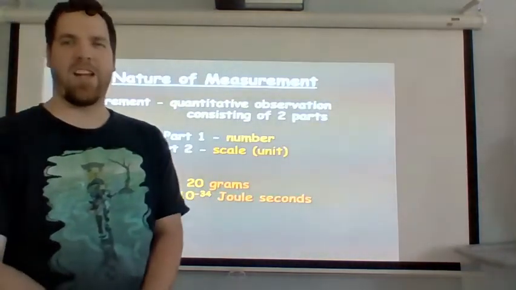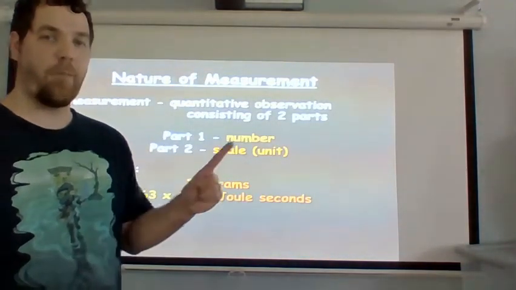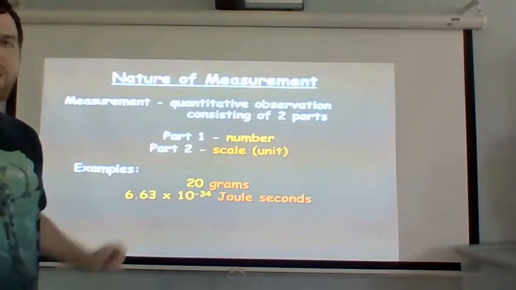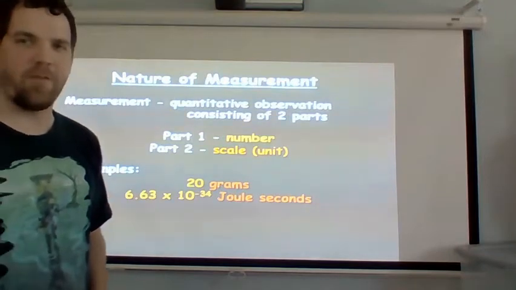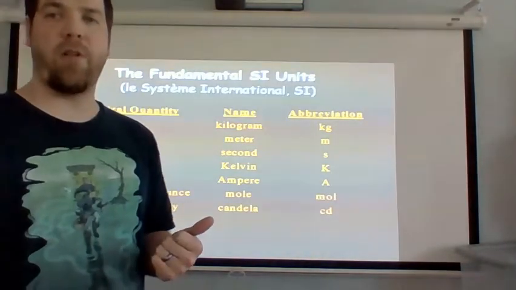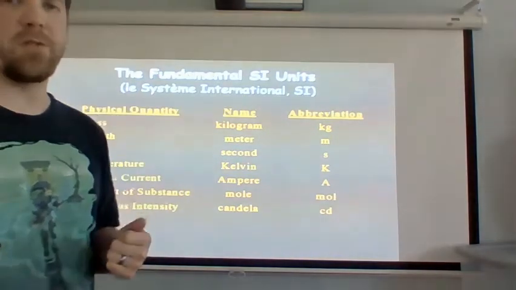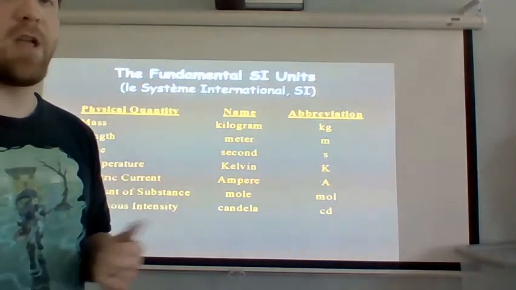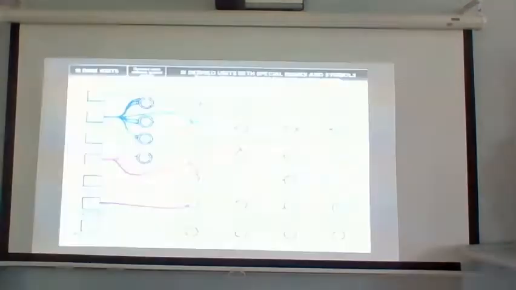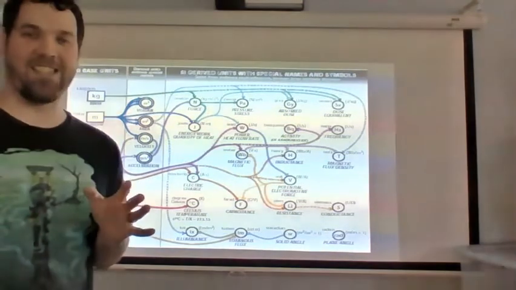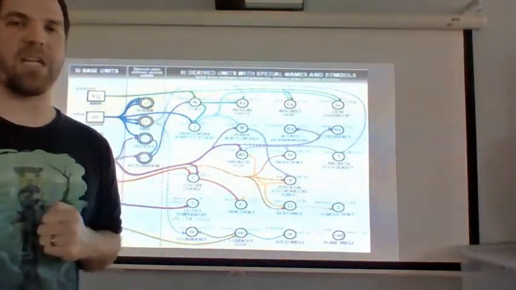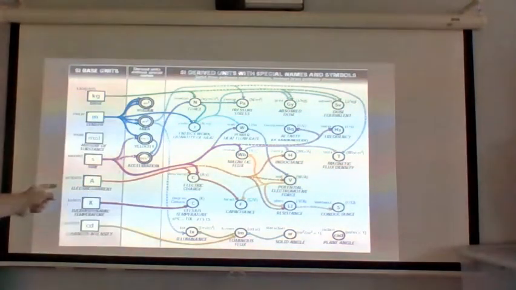When you have a quantitative observation, you'll have a number and a unit. Like these examples, 20 grams and 6.63 times 10 to the negative 34th joule seconds. Here are some units and their abbreviations. Some of these we will use like mass, length, temperature, and some of them we will not use like candelas. Now this is a confusing slide. This is just to show you how many units we can get from just the base units on the left.